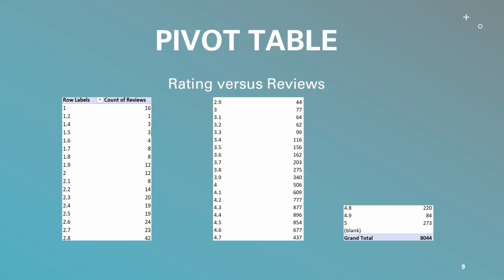The third pivot table is rating versus reviews, and the highest review number from the rating is 4.4, and their review numbers is 896. Next slide.